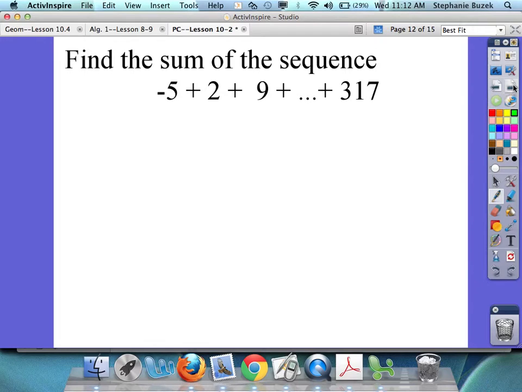317. So if we're going to use that formula, what do I need to find? I've got the first plus the last. What don't I have? Number of terms. So I don't know how many pairs I'm dealing with. So I'm going to have to use that formula that we had, the explicit formula from yesterday, to find out how many terms I have. a sub n is going to be?